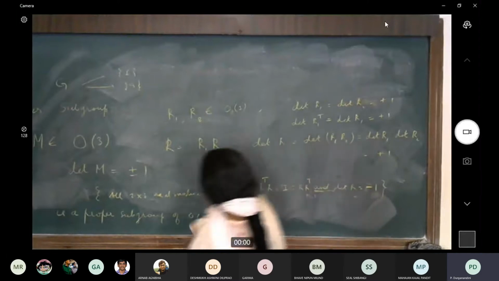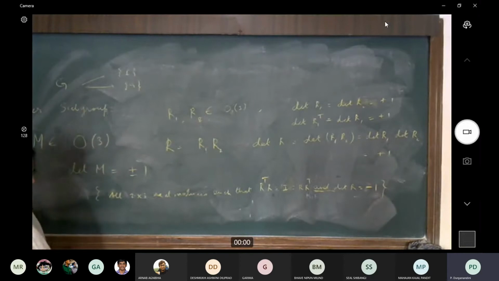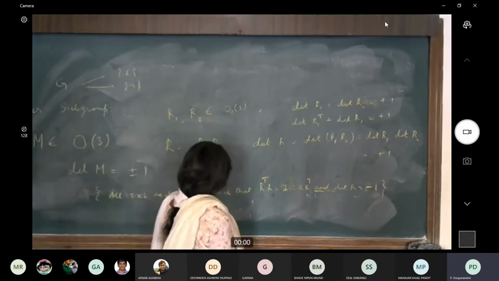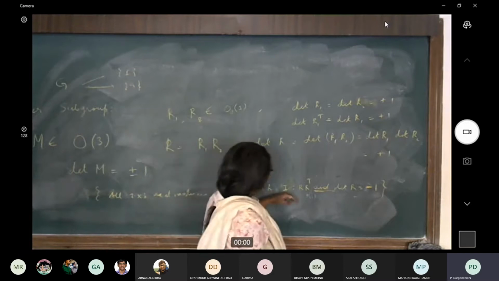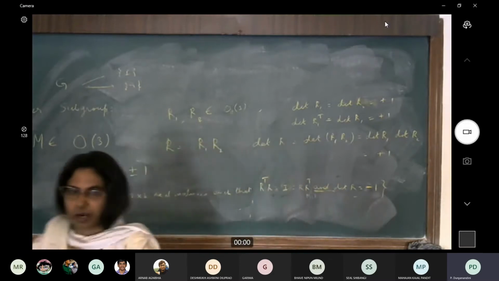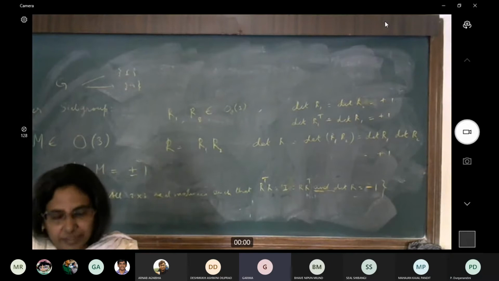So I again consider the subset of orthogonal O3, and I say that I want to have all 3 by 3 real matrices such that this is satisfied and the determinant is equal to -1. Will this be a group or subgroup? No, ma'am. Why not? Ma'am, because the closure property is not satisfied.